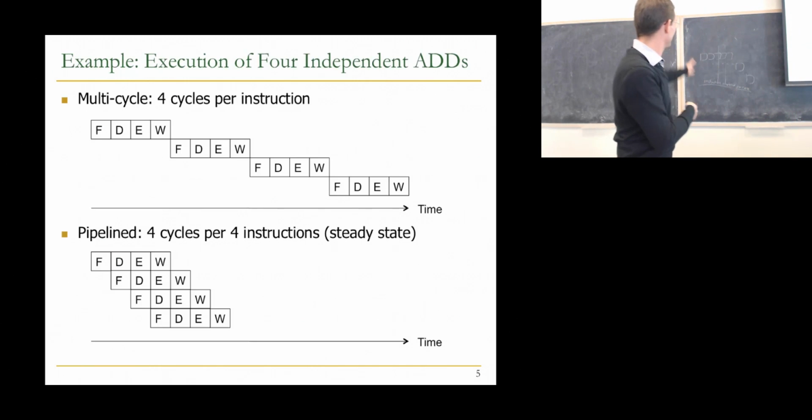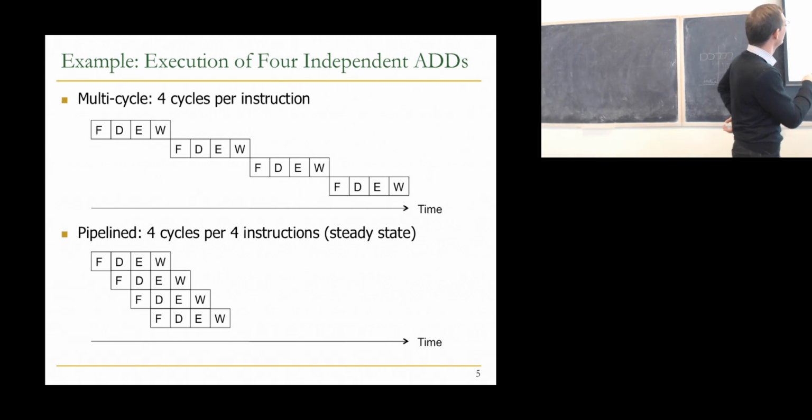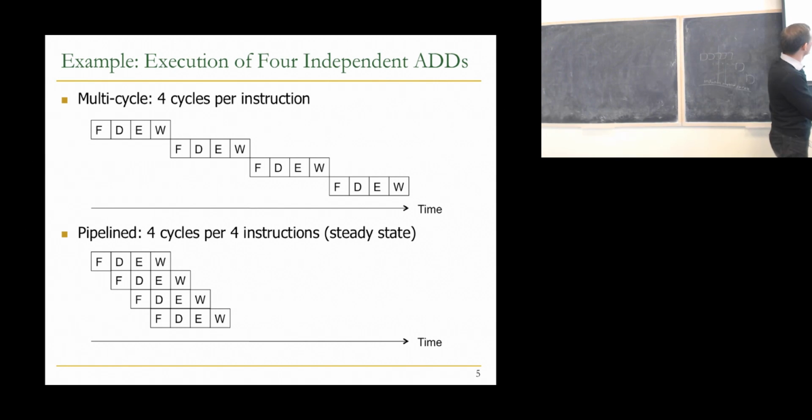So, okay, this fits well. Basically, if you think about the execution of 4 independent add instructions, this is how I divided the pipeline, if you will. If you have a multi-cycle machine, assume that add goes through 4 cycles: fetch, decode, execute, and write back, write result. This is how 4 adds will execute, right? You don't fetch the second add until the first add completes. So every add takes exactly 4 cycles in this case. So it takes 16 cycles, or 4 cycles per instruction. That's the CPI.